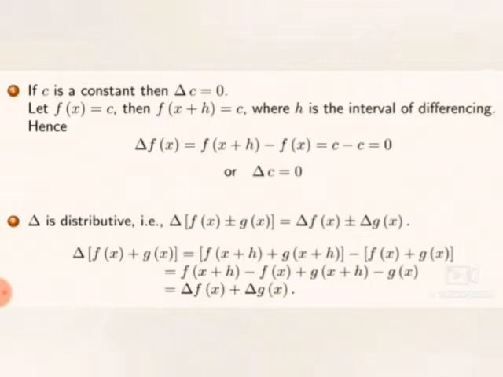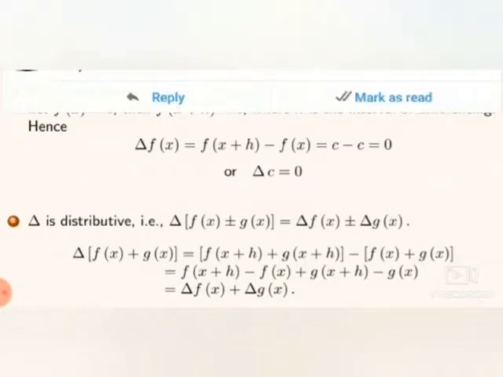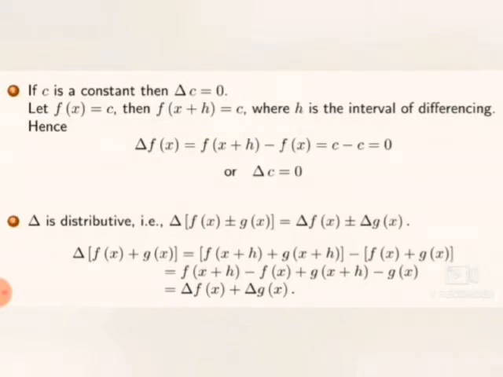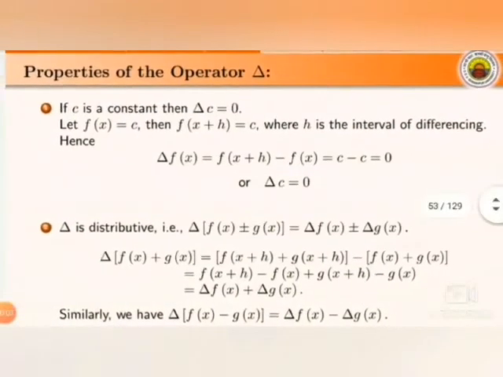The forward difference of f of x plus or minus g of x is equal to the forward difference of f of x plus or minus the forward difference of g of x. That is, the difference of the sum of two functions is equal to the sum of the differences of the functions, so you can split the differences. Del of f of x plus g of x equals del f of x plus del g of x. Likewise, you can write the subtraction: del of f of x minus g of x equals del f of x minus del g of x.